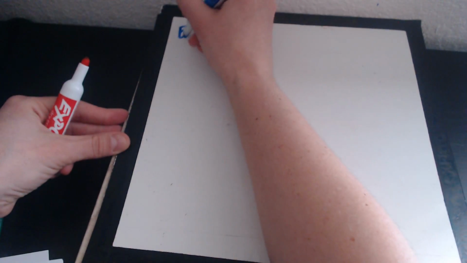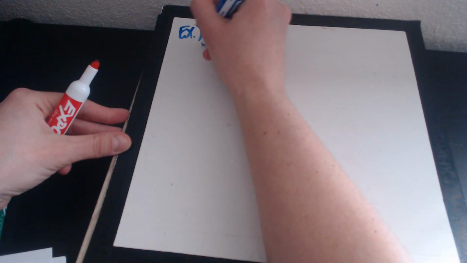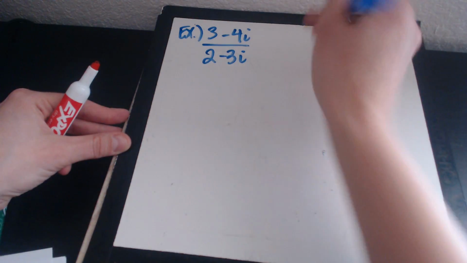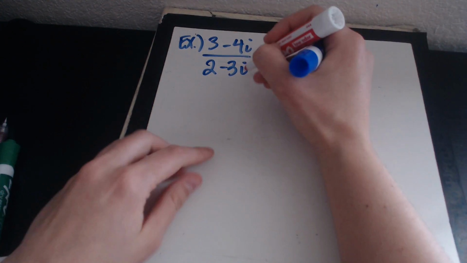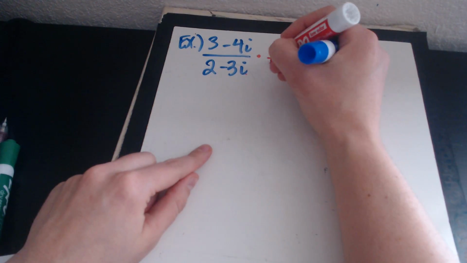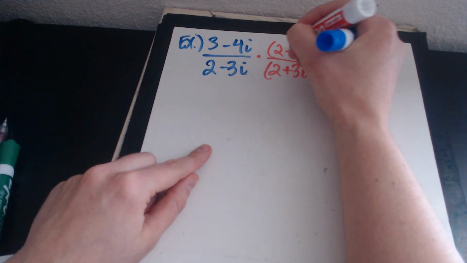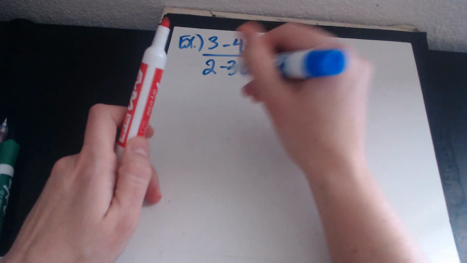Example: 3 minus 4i over 2 minus 3i. So we're dividing again. We see this i in the denominator. That's bad, so we have to get rid of it. So we're going to multiply top and bottom by the conjugate of the denominator. It needs to be the conjugate of the denominator to get rid of that i.